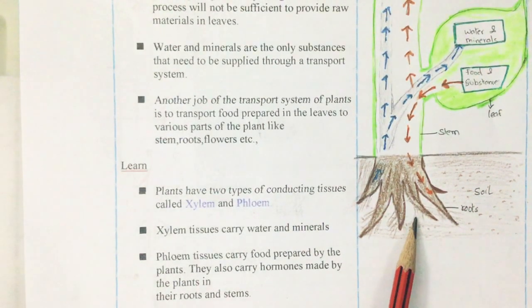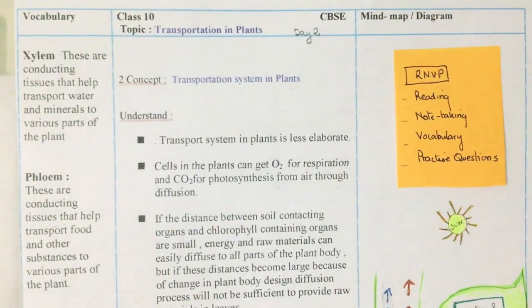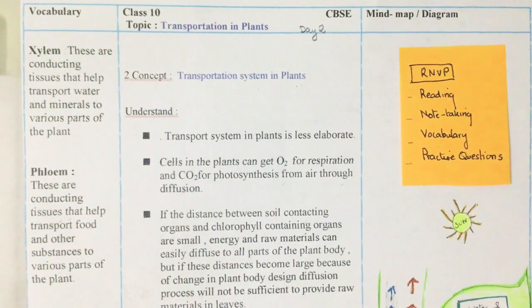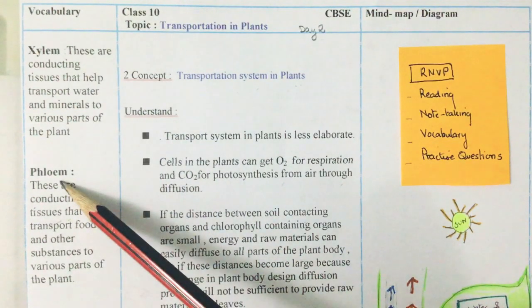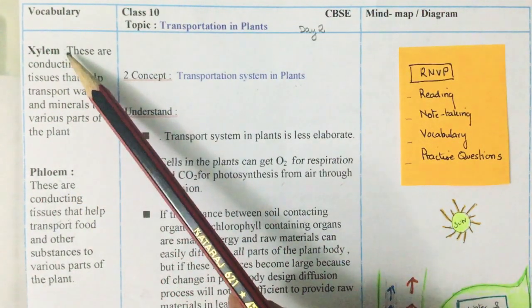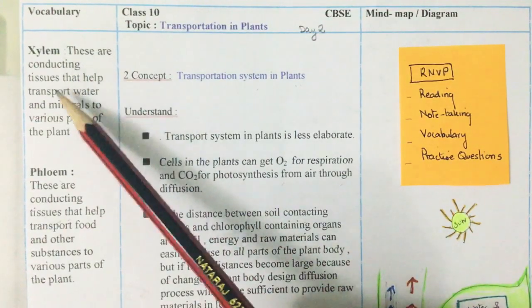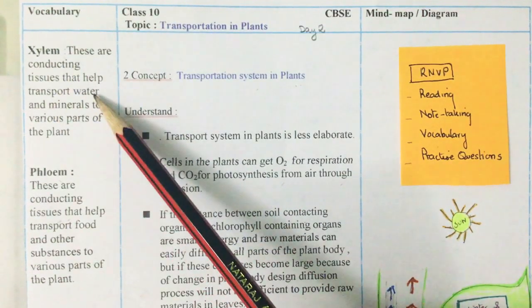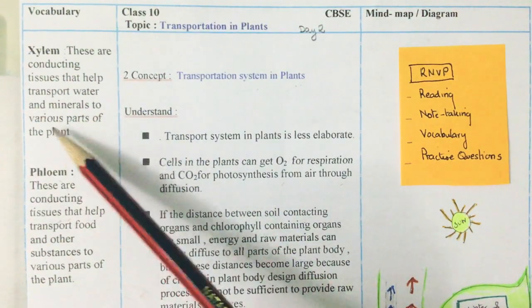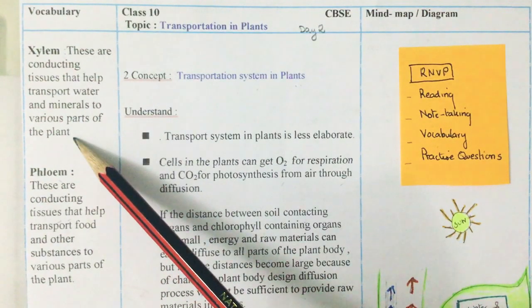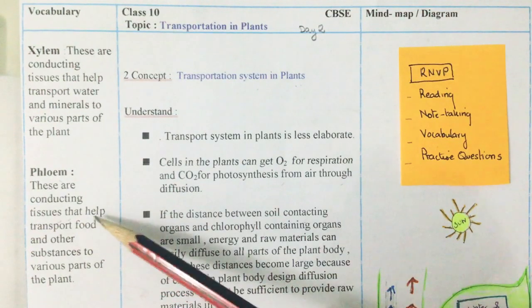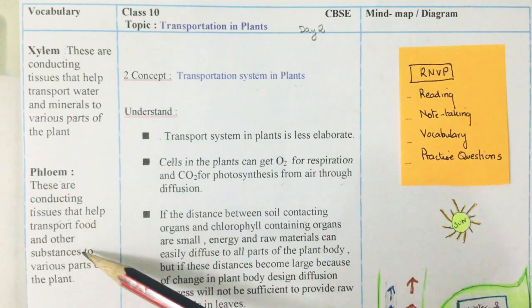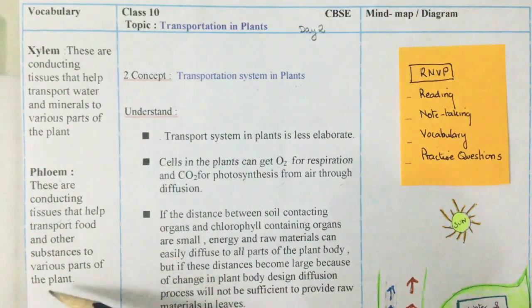Now, before we go to the diagram, let us see the vocabulary. In the vocabulary section, you need to learn the definition of xylem and phloem. Xylem. These are conducting tissues that help transport water and minerals to various parts of the plant. Phloem are conducting tissues that help transport food and other substances to various parts of the plant.